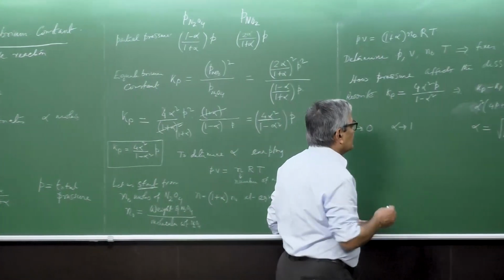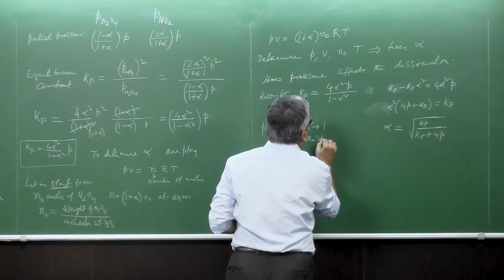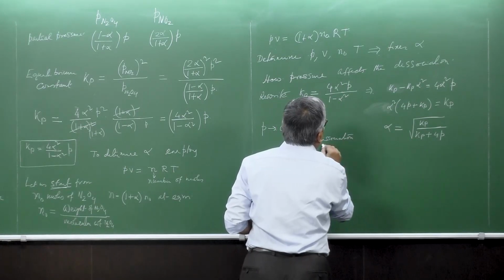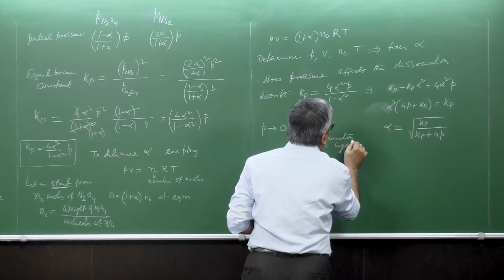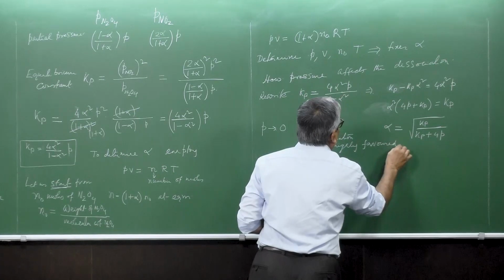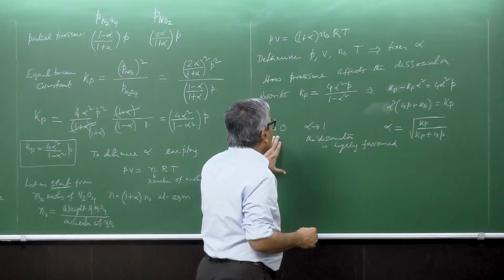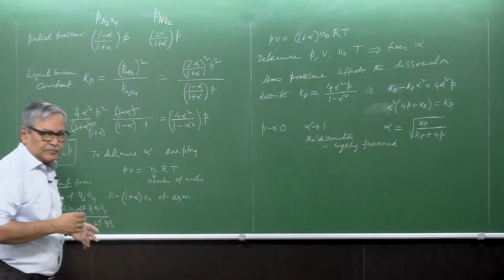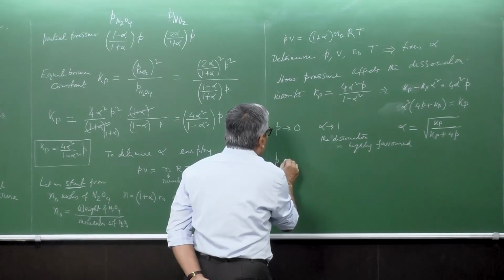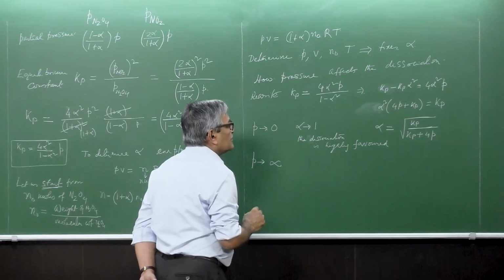So the reaction or dissociation is highly favored. So when you reduce the pressure, that will help the reaction. But if you increase the pressure, P goes very large, goes to infinity.